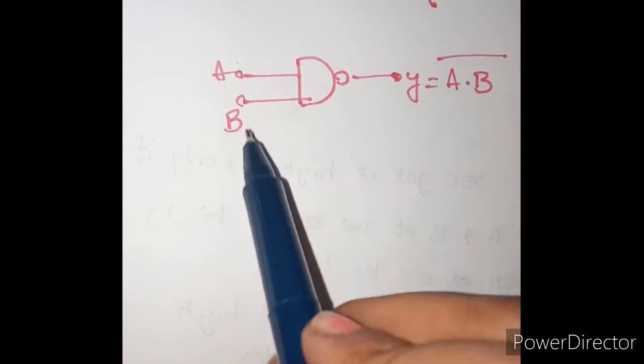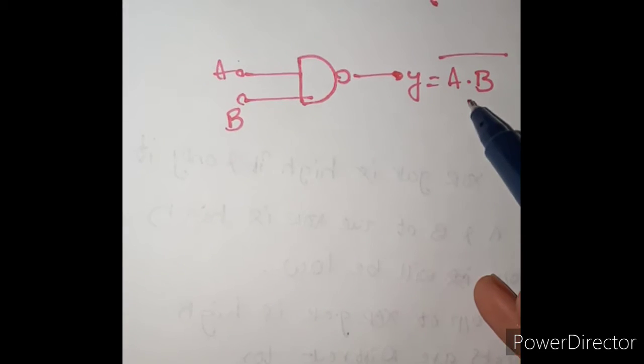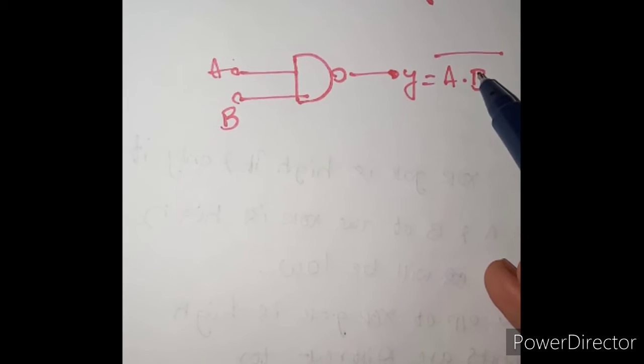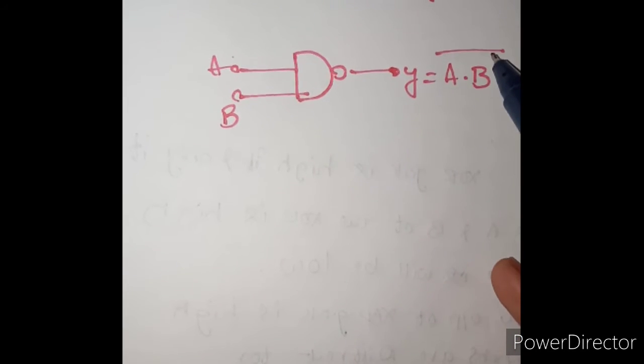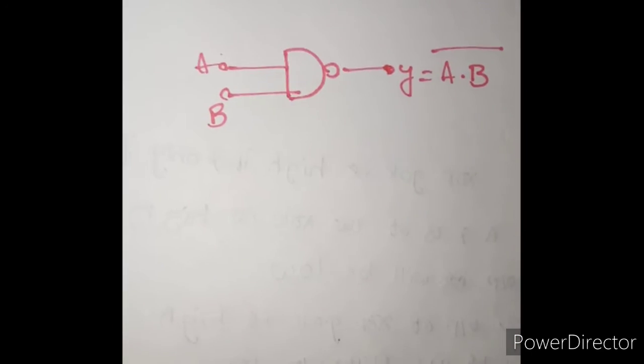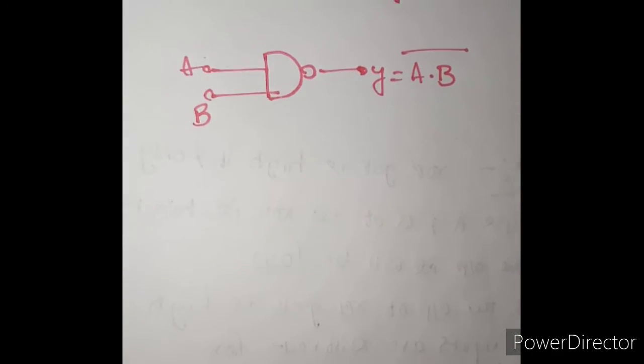Here A and B are the inputs, Y is the output. The product of the AND is complemented here, so this is known as a NAND gate. Coming to the truth table of a NAND gate.